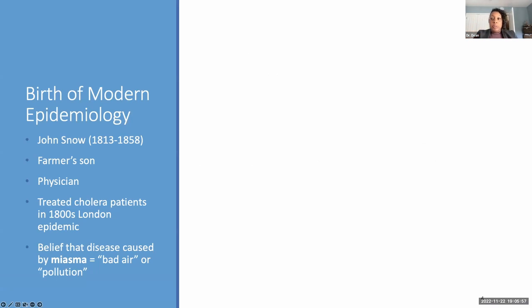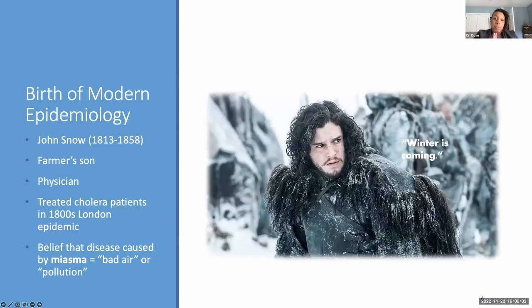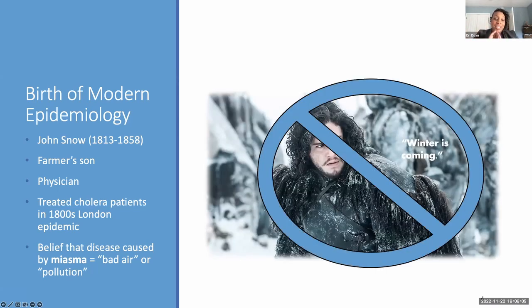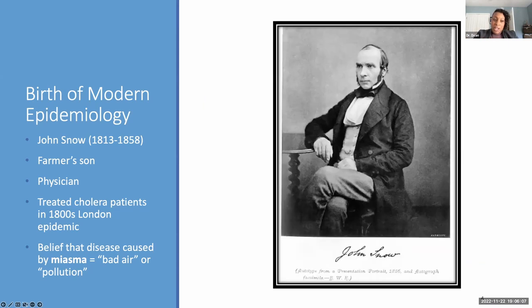And when we talk about the birth of epidemiology, we talk about this person named Jon Snow. For those of you who watch Game of Thrones, it's not that Jon Snow, it's this Jon Snow, who was a physician who treated cholera during the 1800s in London during the cholera pandemic. At the time, people believed that disease, and particularly cholera, was due to something called miasma, or bad air or pollution. But that's not what Jon Snow eventually found out.